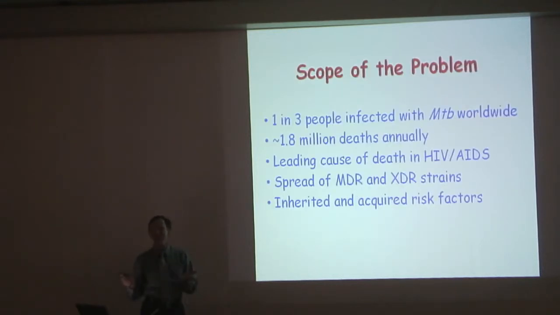I don't know how familiar you are with tuberculosis, so some of this may not be news to you. I'll try to go quickly through the introduction, but basically tuberculosis, as you know, is a very big problem. About 1 out of 3 people on the planet are thought to be infected with Mycobacterium tuberculosis. It produces close to 2 million deaths a year. It is the leading cause of death in people who are co-infected with HIV.